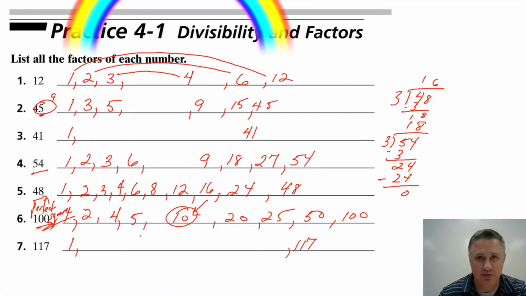All right, 117. A lot of kids are going to say 1 and 117. Well, geez, that just looks prime, right? And that's not true because 1 plus 1 plus 7 is 9. So 3 can go into 9 and 9 can go into it. So I know 3 will work. And I'm going to do my work over here. 3 goes into that.